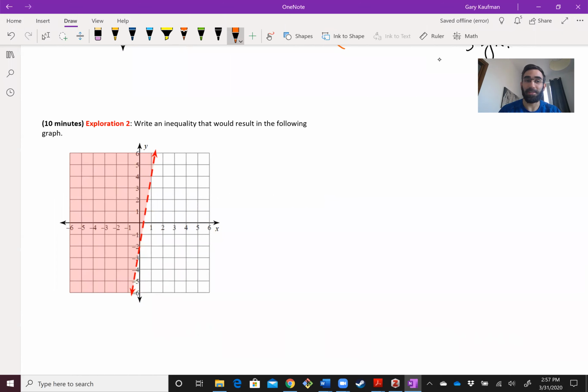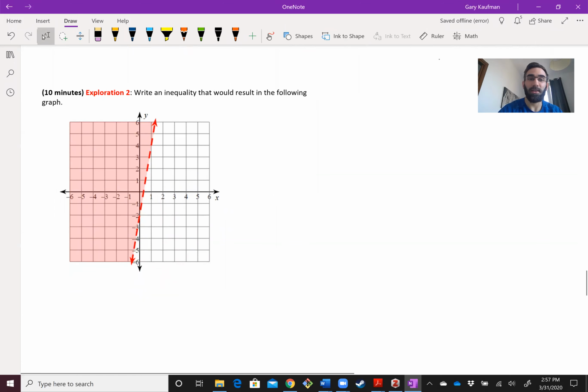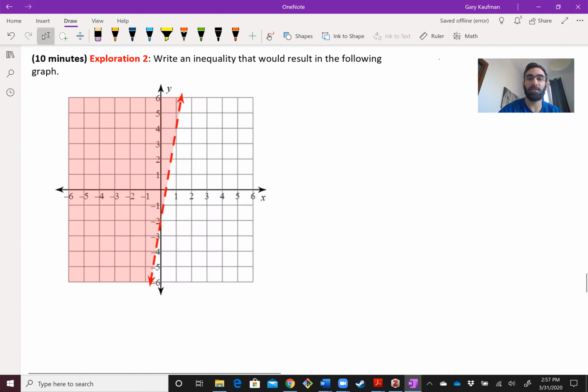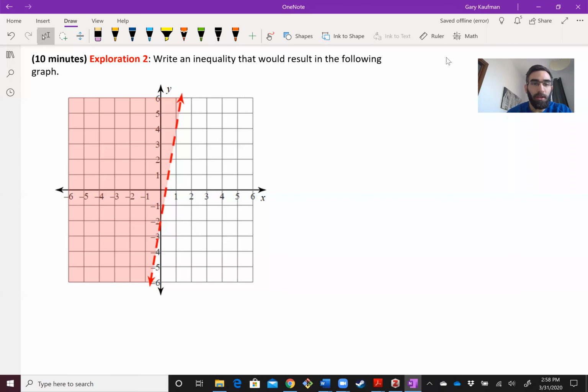Here is the next one. See if you can write it. I'll make it bigger so you could see some of the ordered pairs it's going through. No more than 10 minutes. So as I was saying, I need to write that line anyways, because I need the line that represents the barrier. And I'm going to use my prior knowledge.